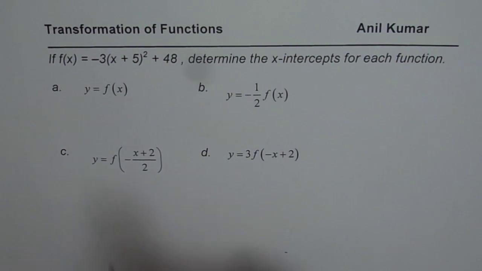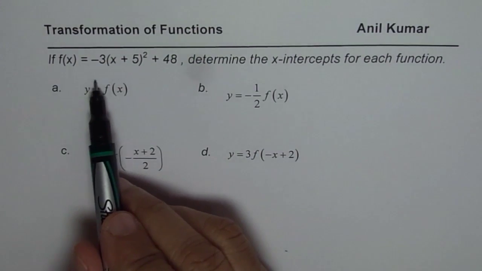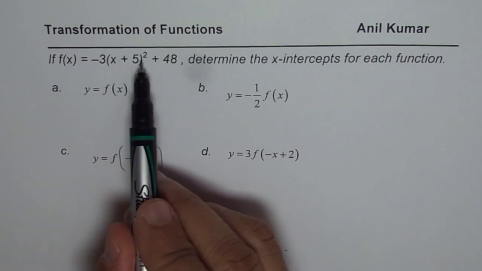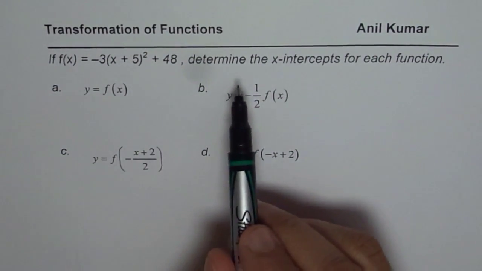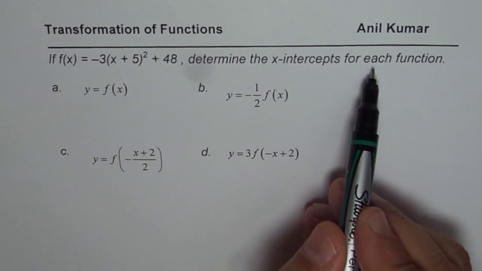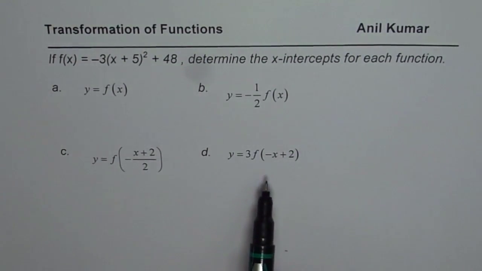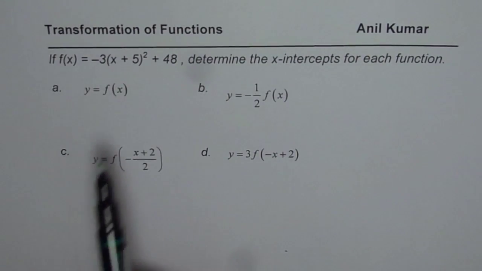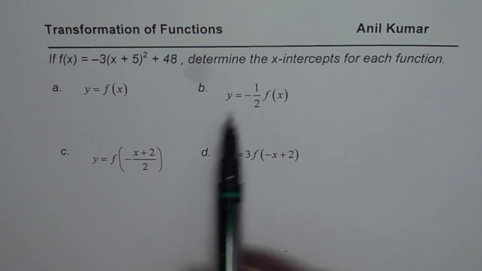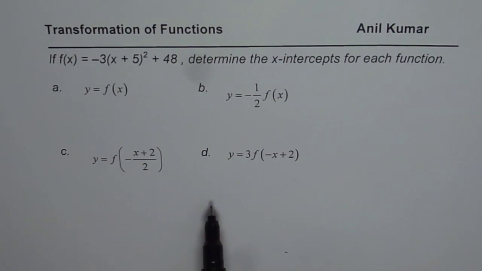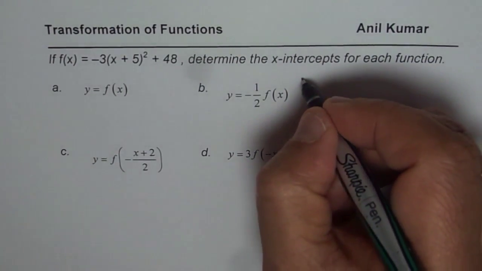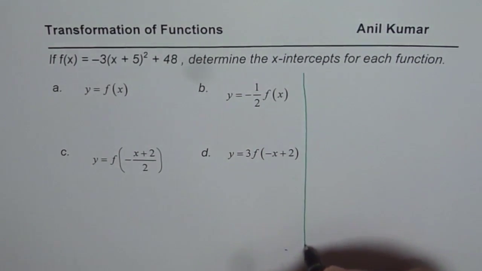So the question here is, if f of x is equal to minus 3 times (x plus 5) whole square plus 48, determine x-intercepts for each function. So we have four different functions. The first one is the original function, and B, C, D are transformed functions. So let us first find the x-intercepts of the original function.